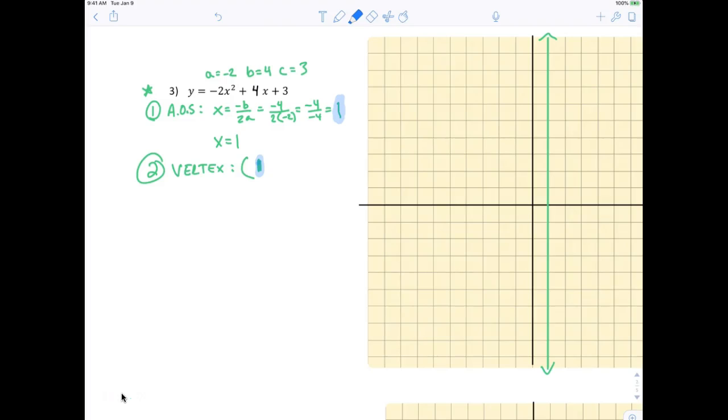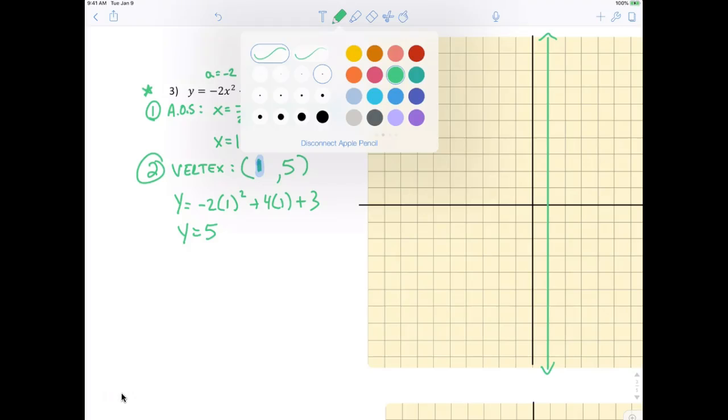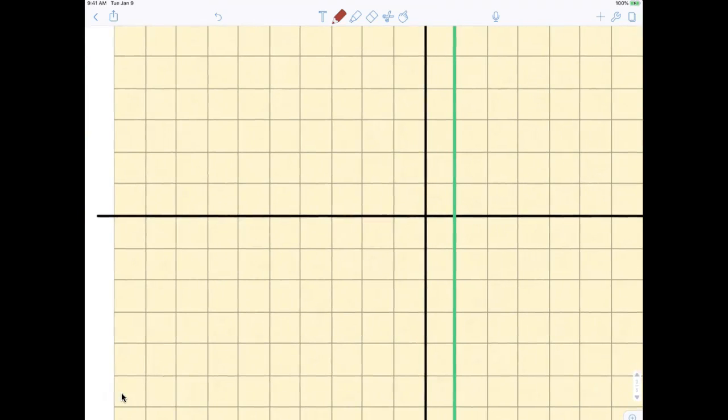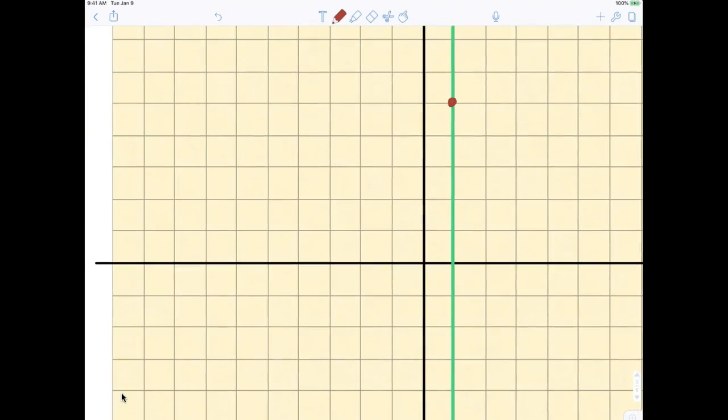Now, how do I figure out what the y value is? Plug it into the equation. So y equals negative 2 times 1 squared plus 4 times 1 plus 3. So somebody tell me what that is. Come on. What is that? 5. Thank you. So the y value is 5. So now you have your vertex, 1, 5. So now we're going to graph 1, 5. So 1, 1, 2, 3, 4, 5. I've got that as the vertex. Everybody agree? Do you have any issue with that?